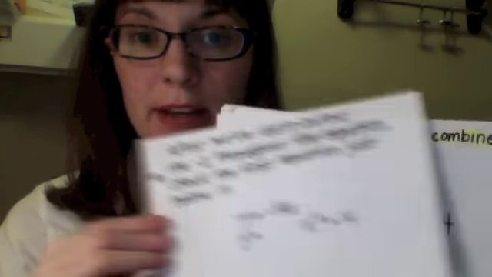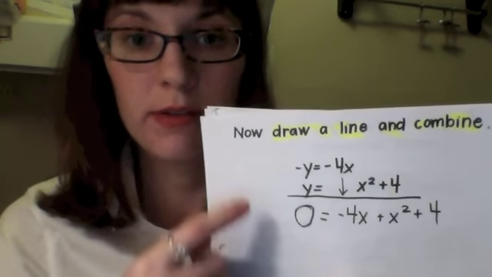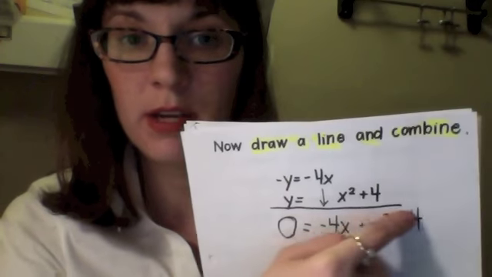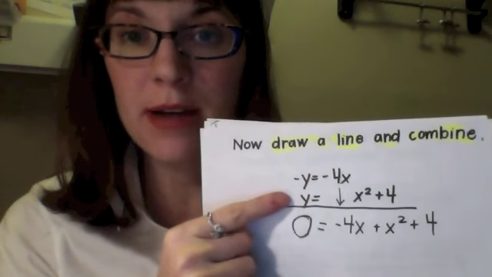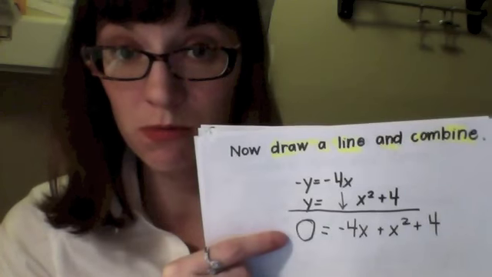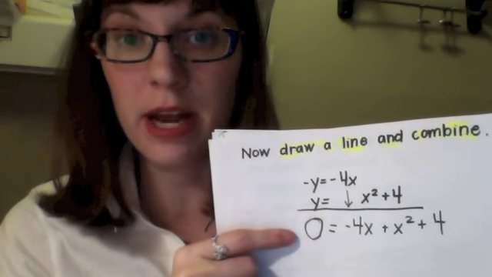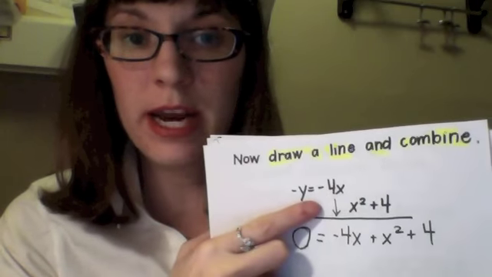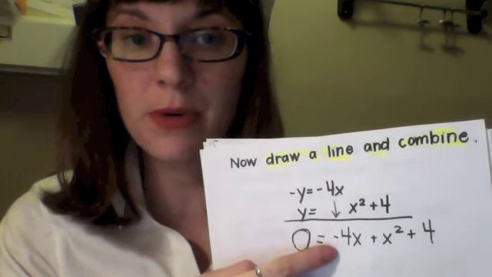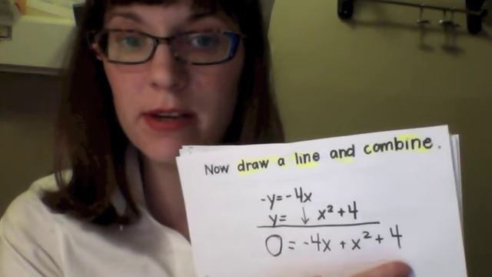Once I've stacked them, I draw my line and combine. I drew my line and I combine straight down. -y battles a +y, gives me 0. As is always the case in math, opposites negate each other and leave us with nothing. -4x has no like terms, so it simply comes down. Same with x squared and my constant 4.